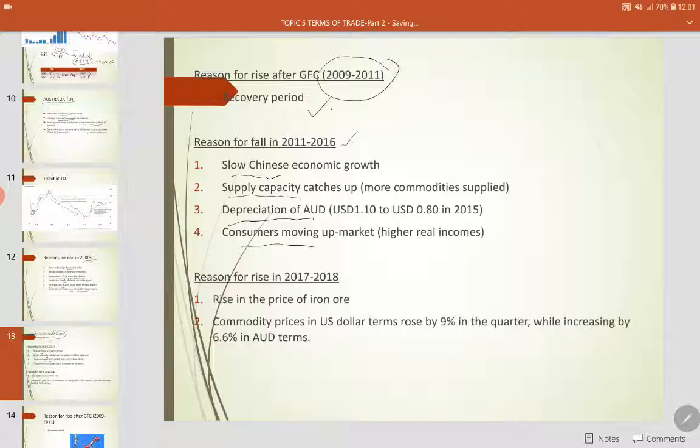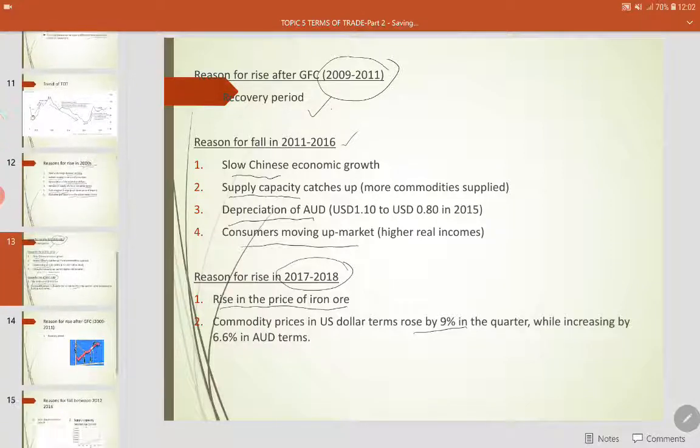Another reason is consumers moving up market. When income rises, consumers want to buy more manufactured goods or services, whereas Australians are more on a commodity basis. So in this period we have TOT unfavorable. Later on, in 2017, 2018, we can see a bit of a rise because of a rise in the price of iron ore. Commodity prices in US dollar terms rose by 9% in the quarter. So we can see slight increases in 2017, 2018.